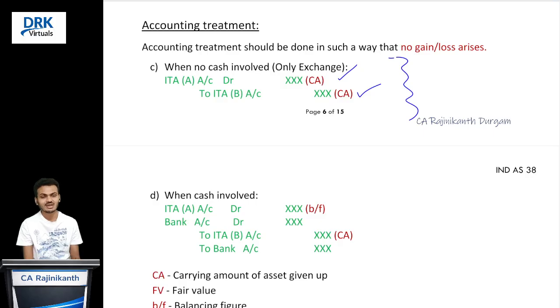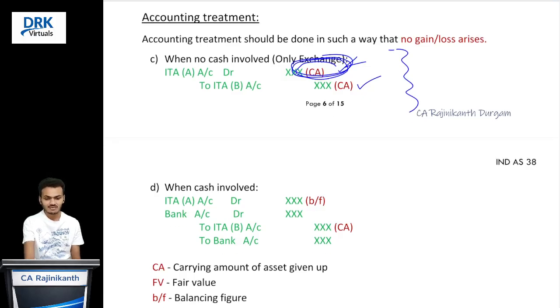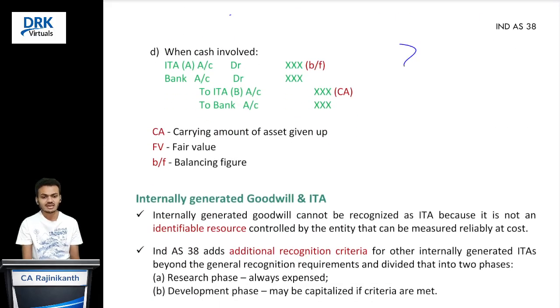In our example, intangible asset A is the acquiring asset, intangible asset B is the asset that we are giving up, correct? So this is the carrying amount of intangible asset B, meaning the carrying amount of the intangible asset that we are giving up. That is the amount at which we should recognize the asset that we are acquiring. Clear? Suppose cash involvement is there. In this case, the asset we are acquiring will become the balancing figure.